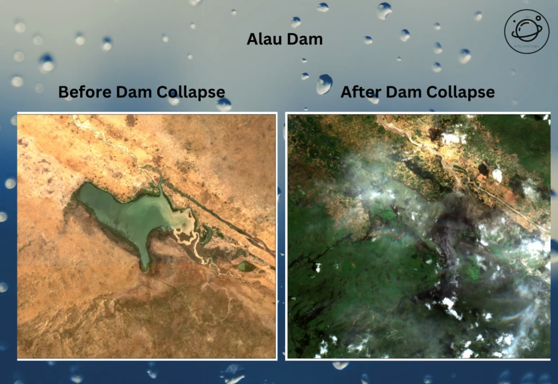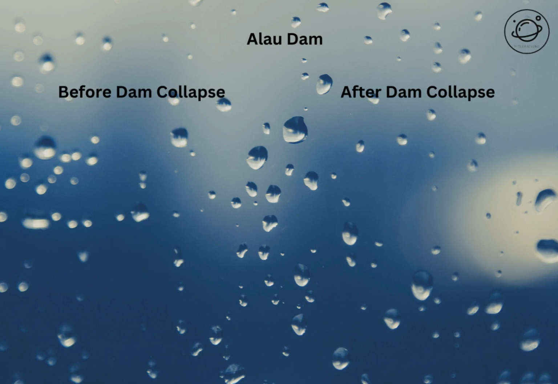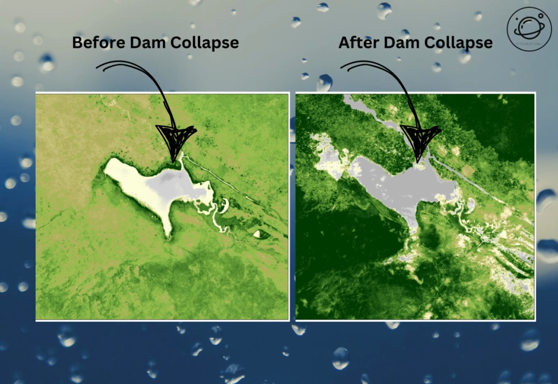Let's examine the recent flooding incident in Maiduguri, Borno State, Nigeria, caused by the collapse of the Ala Dam. Here's what happens to a river when a dam fails.